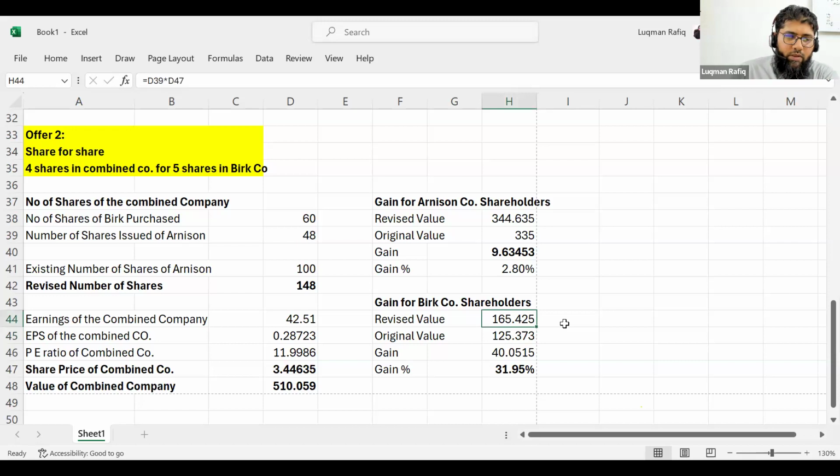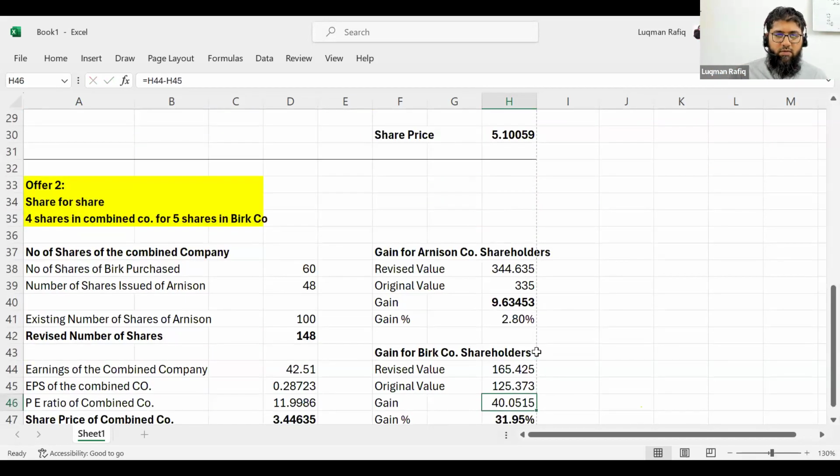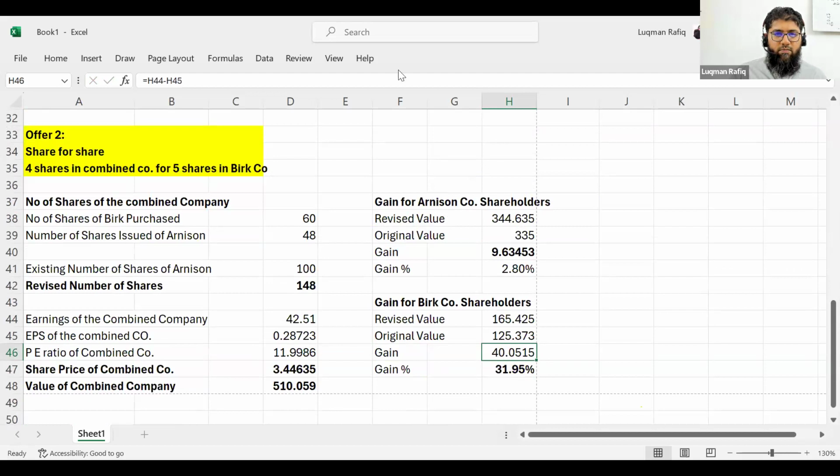So Jamshed, the revised number of shares that the Burke company shareholder will have is 48 million shares multiplied by 3.44635. Is that okay for you people? Now, next is the original value. The original value is 60 million shares multiplied by 2.08955. So this is the gain that they have got, and this is the percentage gain.